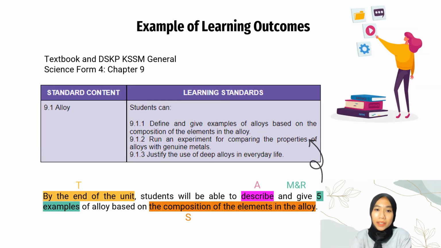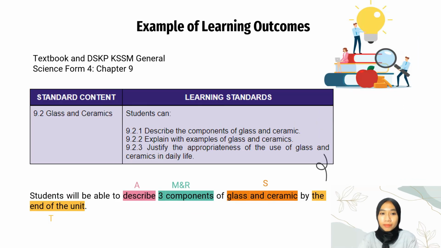Alright, this is an example of a learning outcome that follows and meets the 5 characteristics of SMART. The learning outcome starts with the time bound, which is by the end of the unit, followed by the action-oriented verb, which students should be able to describe, and then goes to the measurable and reasonable terms, which fall in the 5 example sentences, and closes with specific, the compositions of the elements in the alloy.